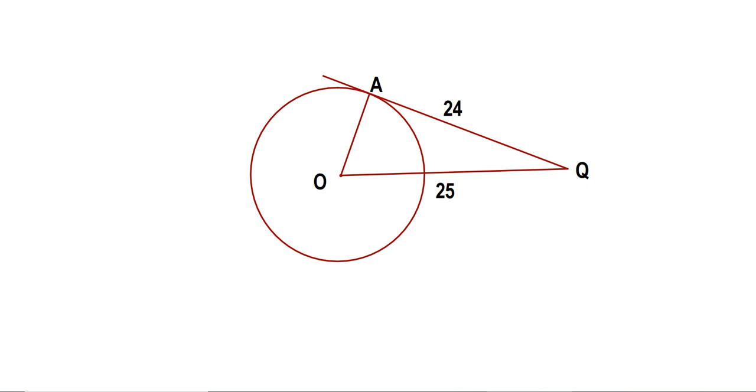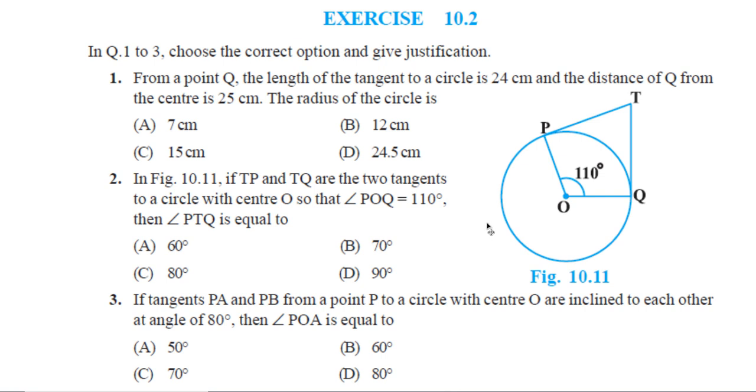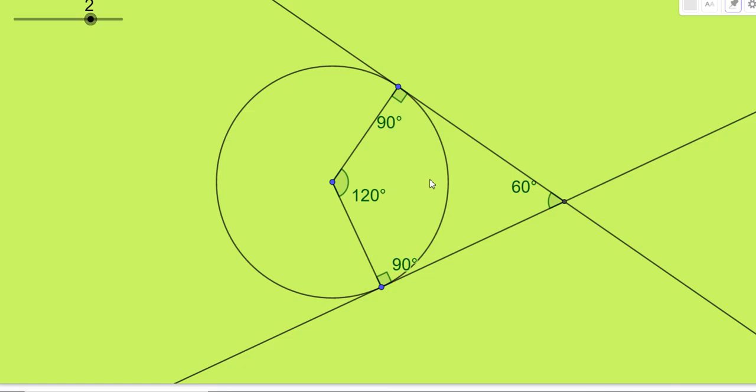Now look at question number 2. Figure is given. TP and TQ are the two tangents to a circle with center O. Angle POQ is equal to 110 degrees. Then what is angle PTQ? Here you can see the radius and tangents are at 90 degrees. Now this will become a quadrilateral. ABCD is a quadrilateral. Angle D and angle B are 90 degrees because tangent is perpendicular to the radius.